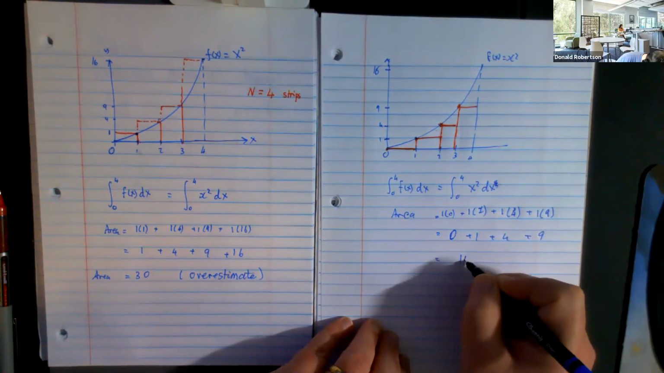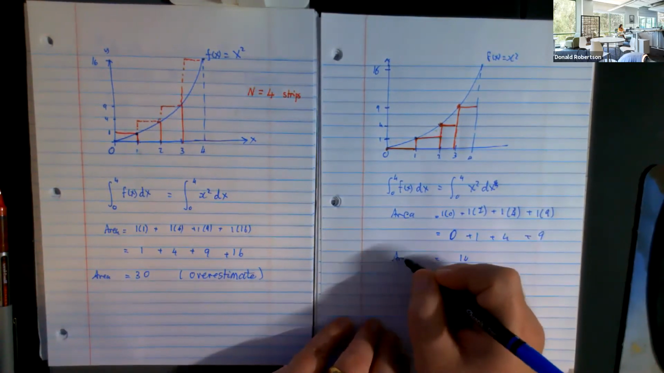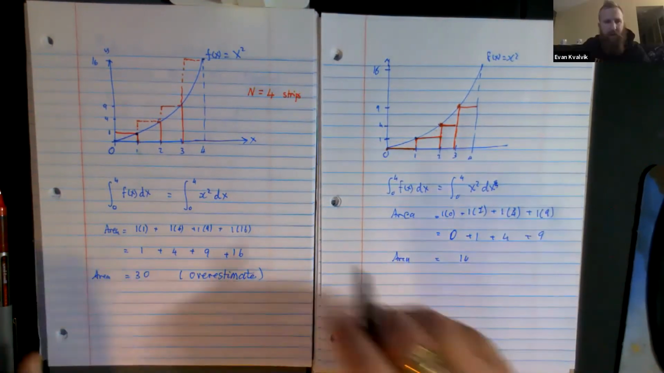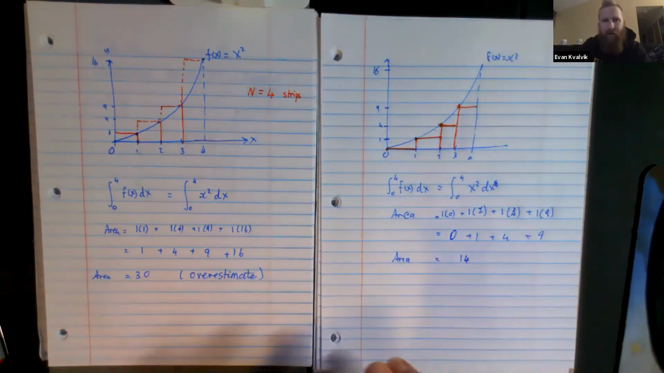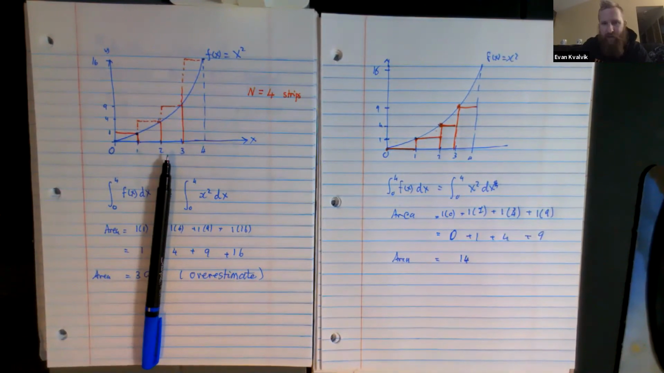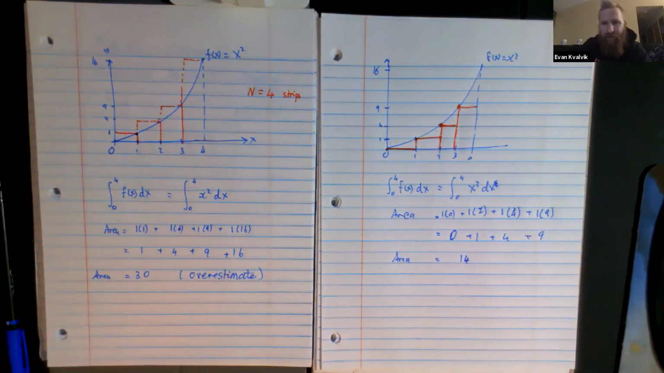And I get 14. I have a question. Yes. How are the overestimated triangles and the underestimated triangles about the same size?